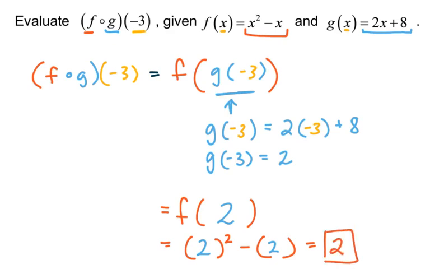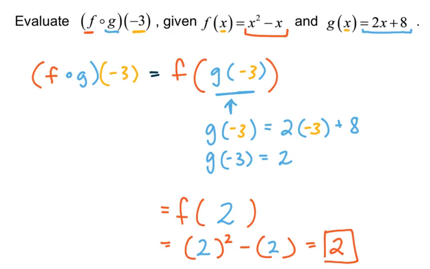And that's just a coincidence here that we got 2 for both of these evaluations that we did. You're not always going to get the same number. You're not going to get 2 and then get 2 again. All right. So that's how we can evaluate this composition.